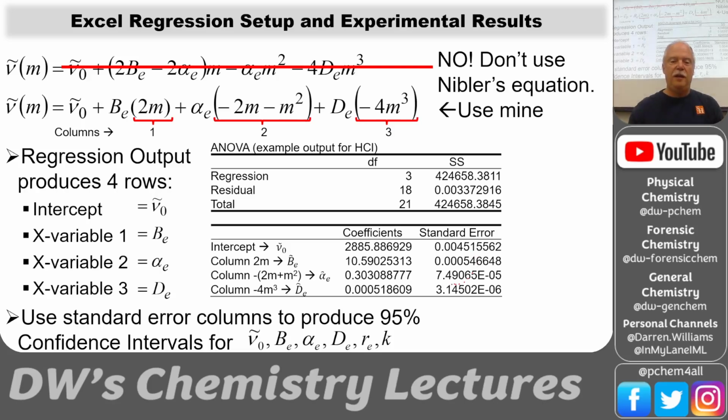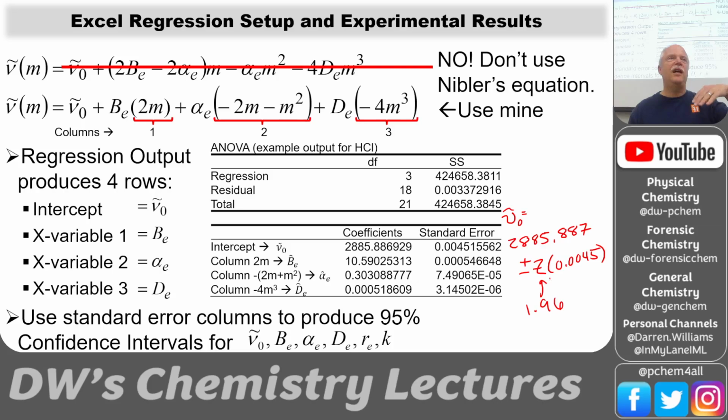If you'll indulge me one more minute, it says down here, use the standard error columns to produce 95% confidence intervals. So let me just do that real quick. This is the standard error column. And so I would write this, nu 0 is equal to 2885.887 plus or minus Z times 0.0045. And so what is Z? For 95% confidence, it's 1.96. And that's how you're calculating your 95% confidence intervals.